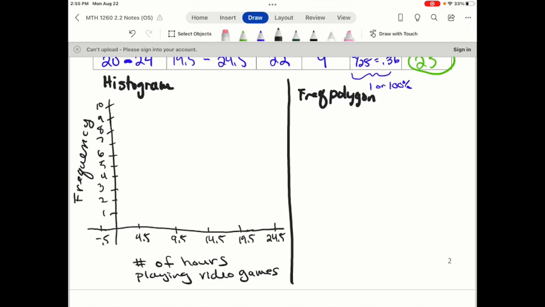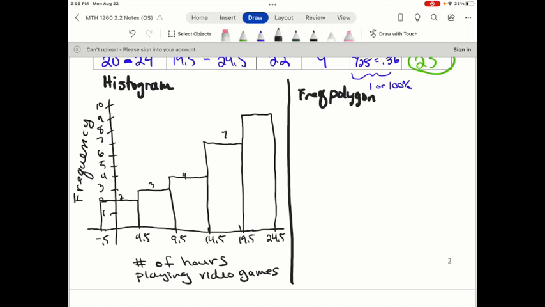Now I just got to make my bars. So for my first bar, I have a frequency of 2. So that bar goes from minus 0.5 to 4.5. So that's going to come up here. My second bar has a frequency of 3. This is 2. This is 3. My next bar goes up to 4, then 7, and then 9.